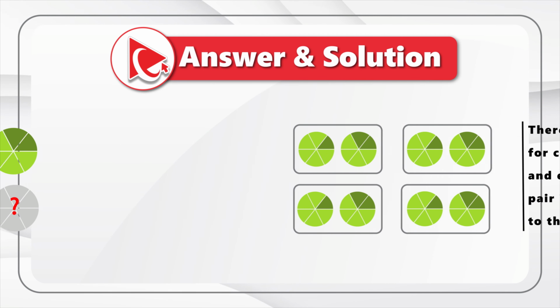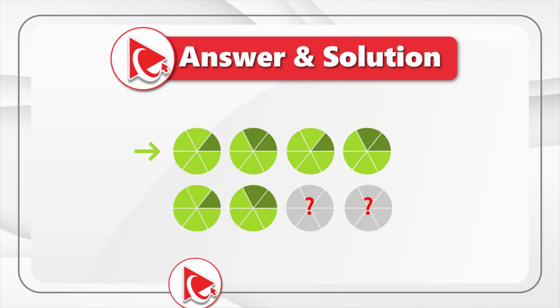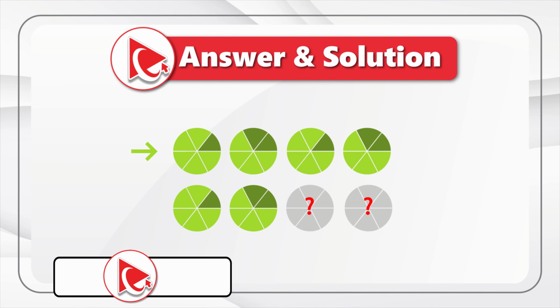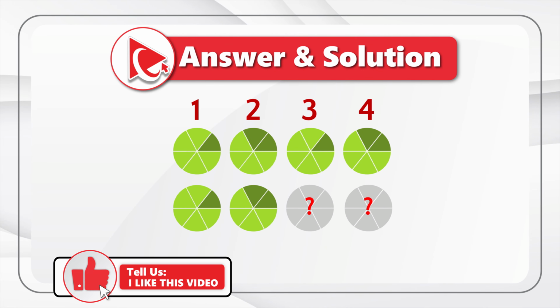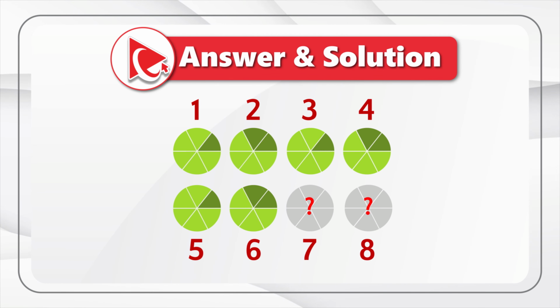To better understand the pattern, let's give each circle a unique number. If we start with the top row of circles, the numbers would be 1, 2, 3, 4, and the bottom row circles will have numbers 5, 6, 7, and 8, with 7 and 8 being our missing pair.